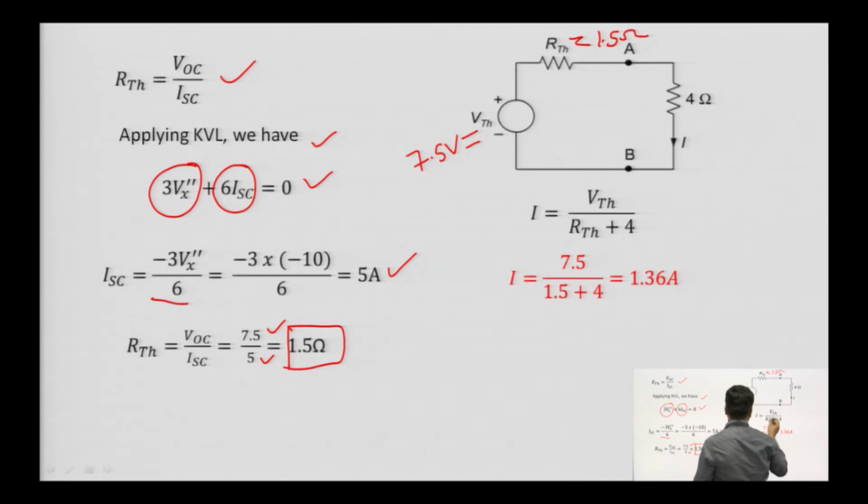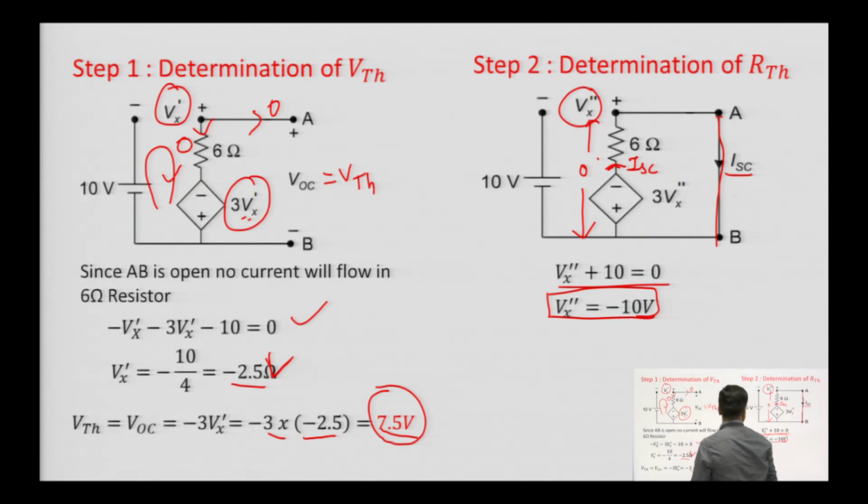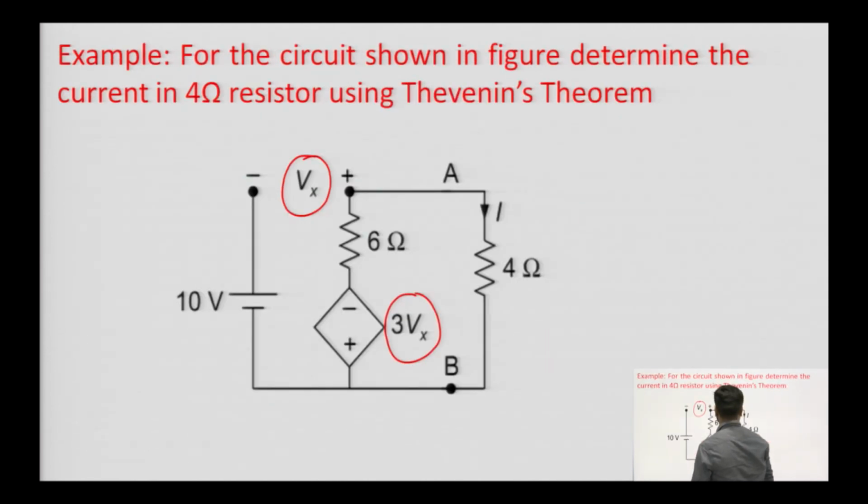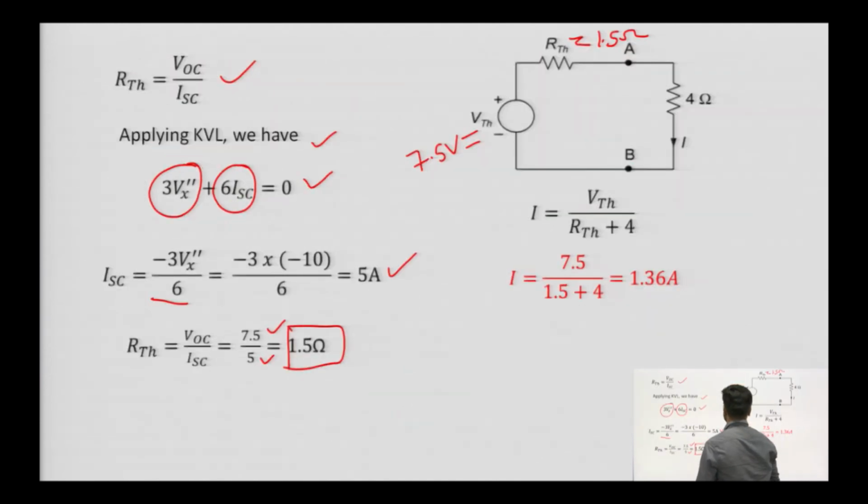Then we have the 4 ohm resistor in which we need to find out the current. So, I will be equal to VTH divided by RTH plus 4, and we will get 7.5 divided by 1.5 plus 4. RTH is 1.5 ohm, and we have current in the 4 ohm resistor as 1.36 ampere.